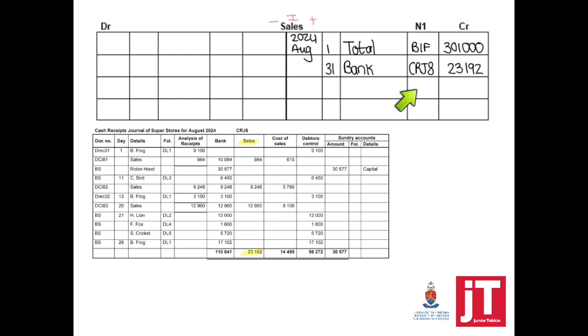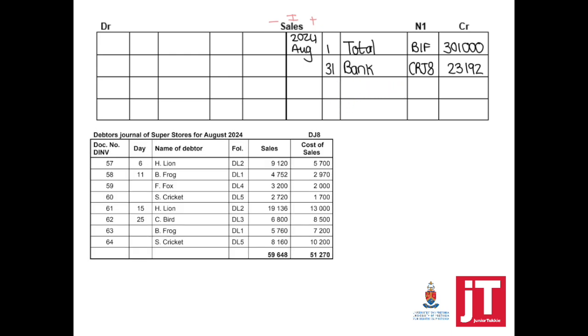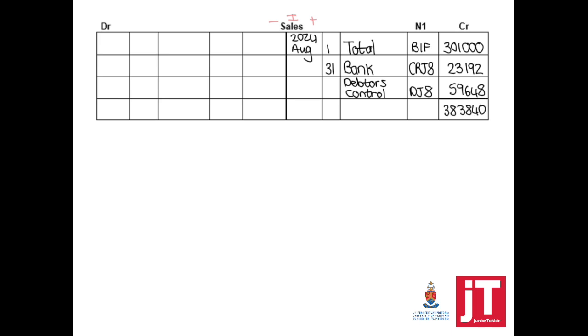From the cash receipts journal, your details is always bank. From the debtors journal, my income will increase on the credit side, but now from the debtors journal, your details is debtors control. At the end of the month, there's nothing on the debit side, so you can just total that.